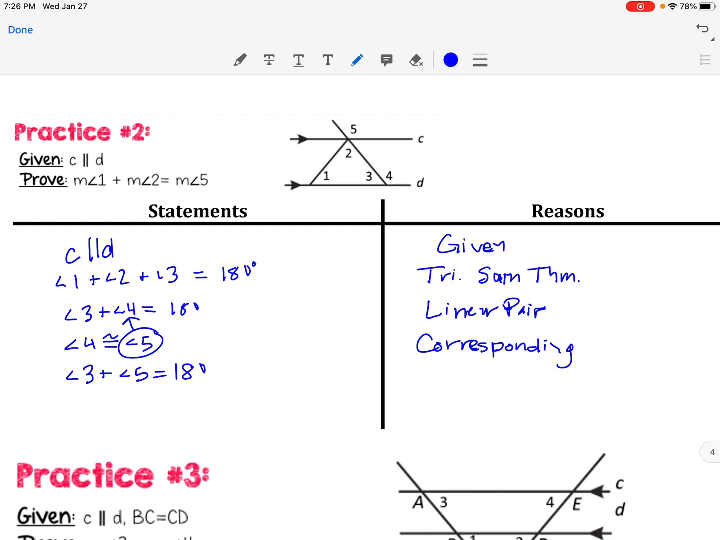And then let's use this equation and this equation. Since they are both equal to 180, we can say that they're equal to each other. So angle 1 plus angle 2 plus angle 3 is equal to angle 3 plus angle 5. So that was our substitution. Oh, this was substitution as well.